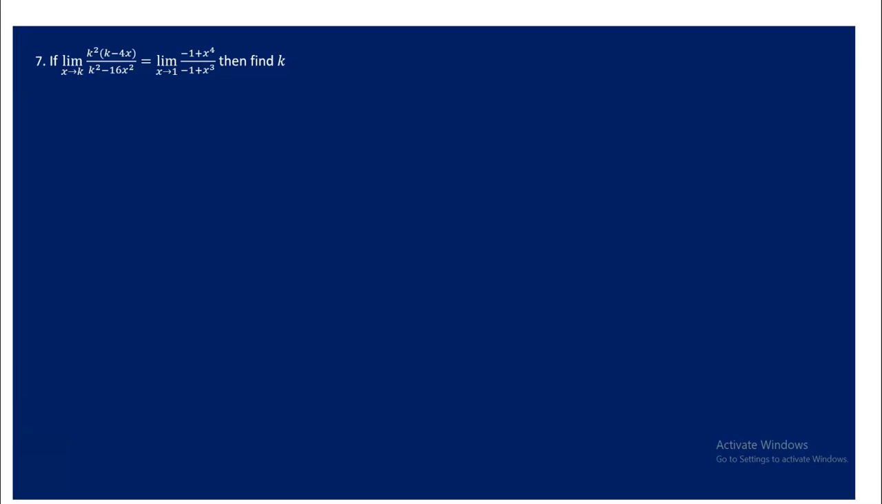Very simple, students. What we need to do is evaluate the limit of these two, one after the other, and then equate the two and look for k from this output, okay? So here goes the solution.